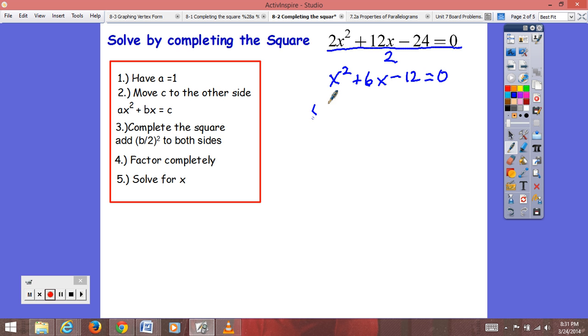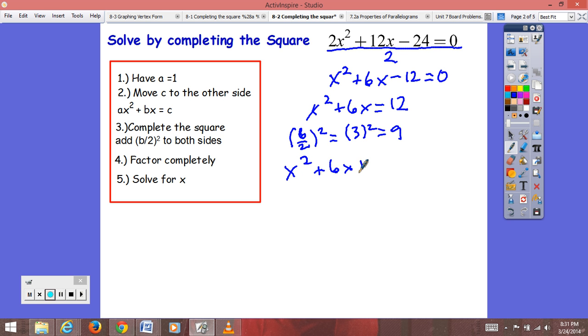Move c to the other side, so we get x squared plus 6x equals 12. Our b divided by 2 squared is 6 over 2 squared, which gives us 3 squared, which is 9. So we add 9 to both sides, we get x squared plus 6x plus 9 equals 12 plus 9, which gives us 21. So we factor this, find that it comes out to be x plus 3 squared is equal to 21.